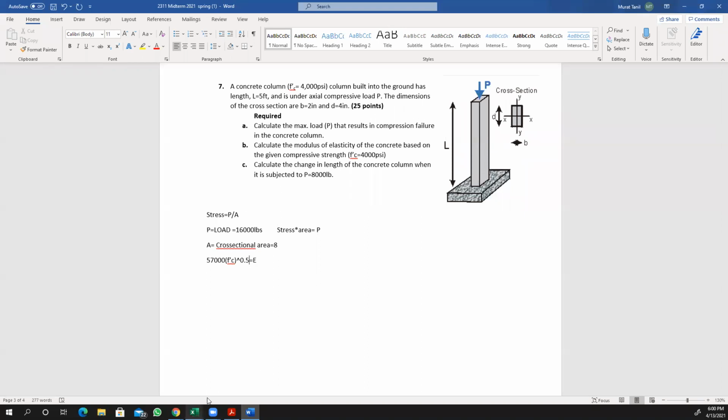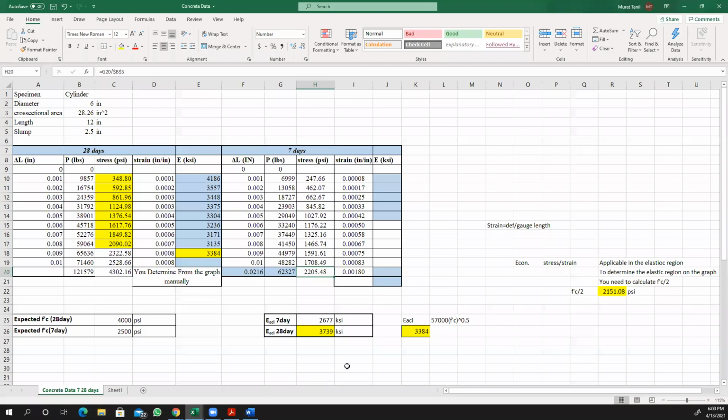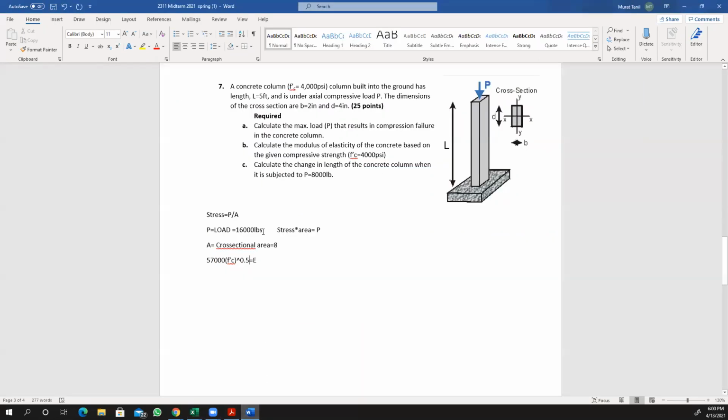Let's see, what was the answer for the 4,000? It was 3,605. Is that what you got? Yeah, I got that. If you got that number, then that's correct. Was it okay to put it in PSI instead of KSI? Yeah, that's fine, as long as you got the correct units.